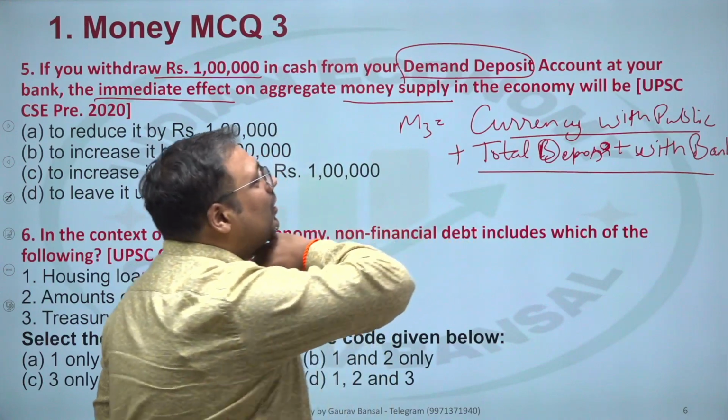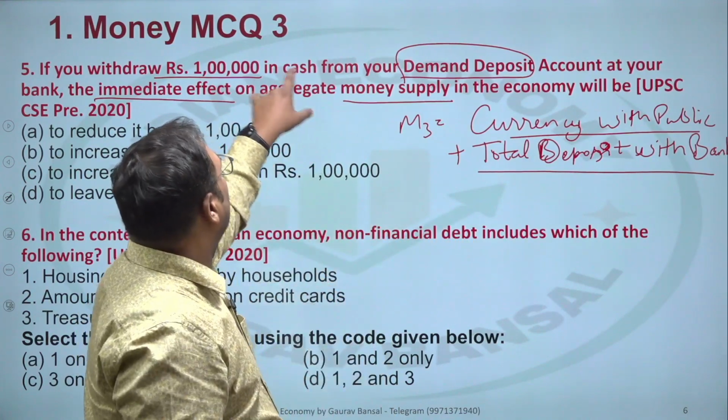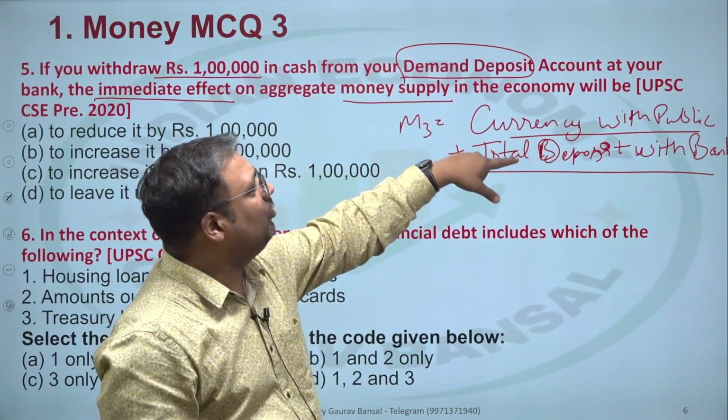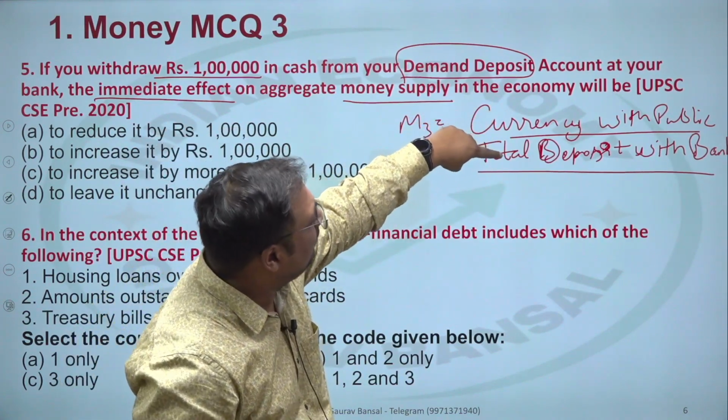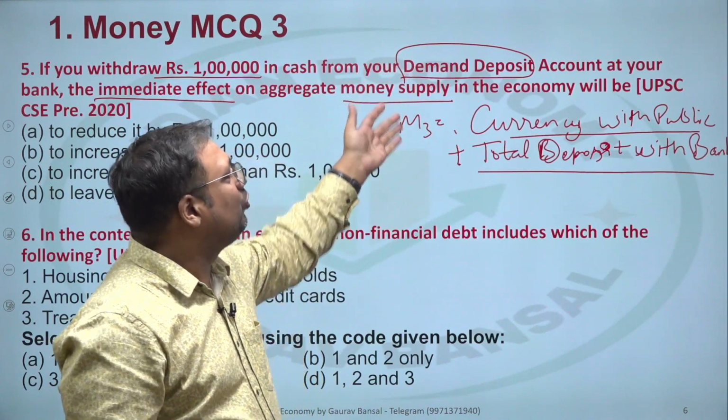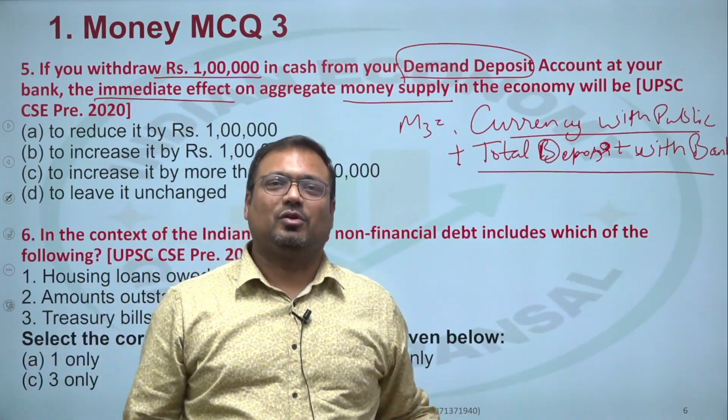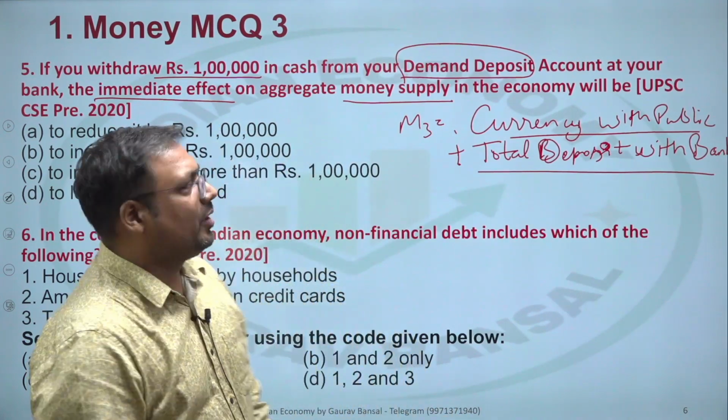Okay. Now what has happened here? I'm withdrawing 1 lakh from my bank account and it is now available to me as currency. So 1 lakh reduced from here but increased here. It should not have impact on M3 actually. Okay. So that is how we should look at it.